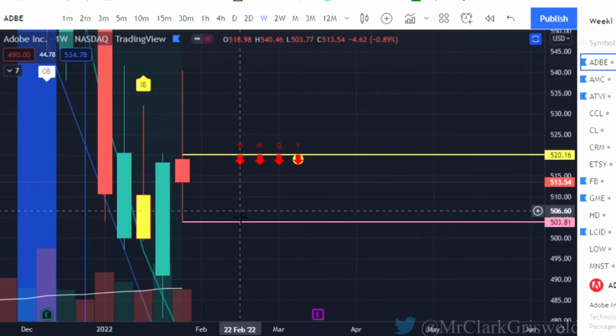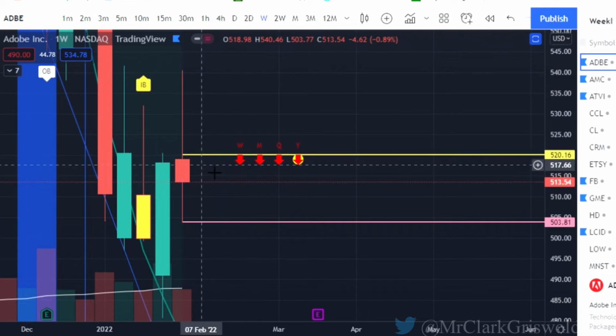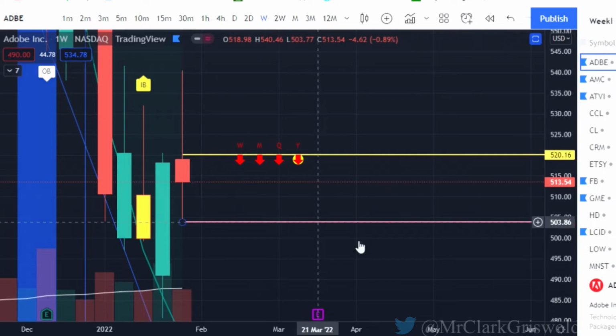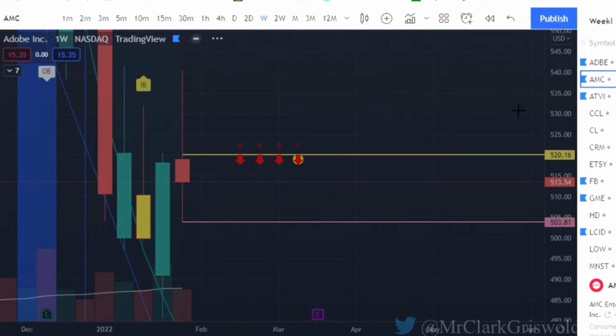Adobe ADBE, we have full time frame continuity currently. I don't know how this next week is going to end up, but we will be looking for puts at $503.81. That is our trigger. Next up, AMC.